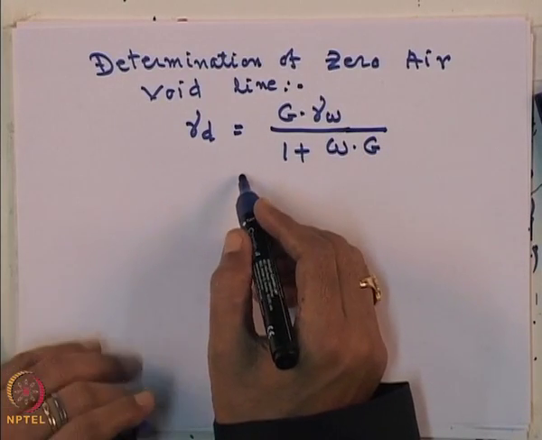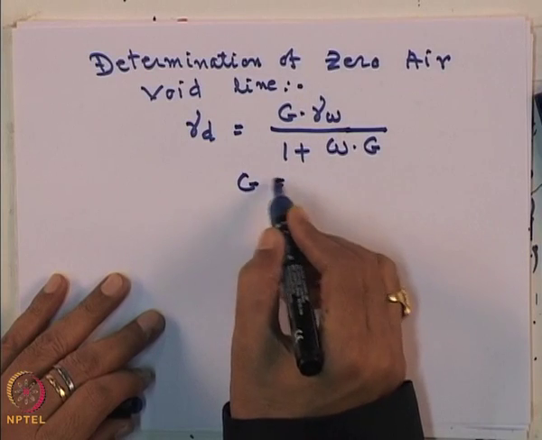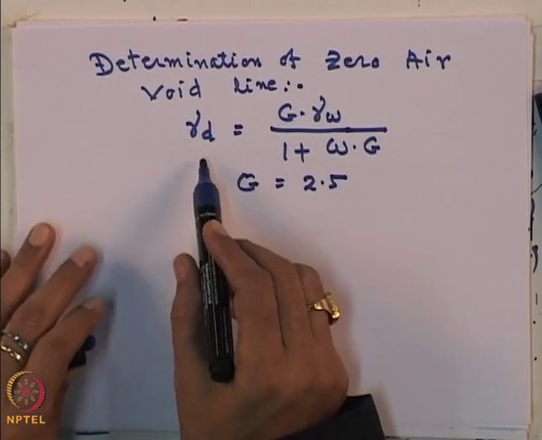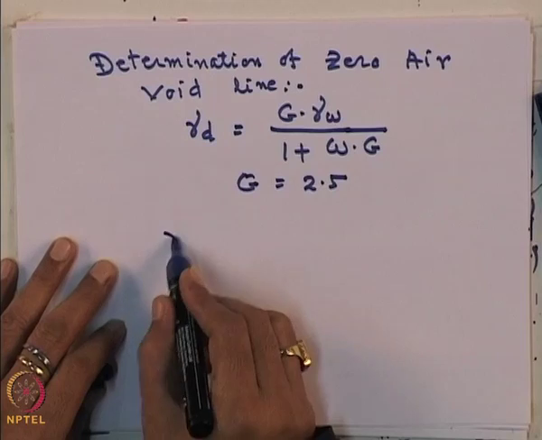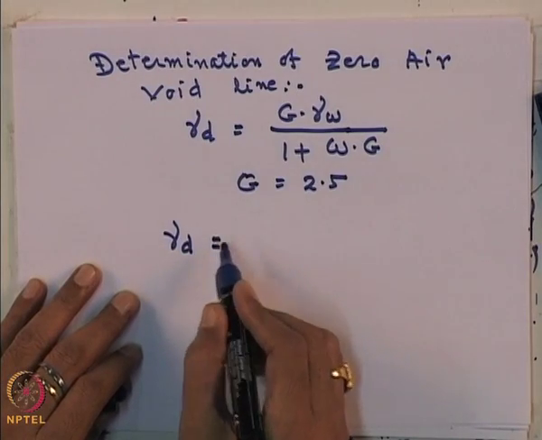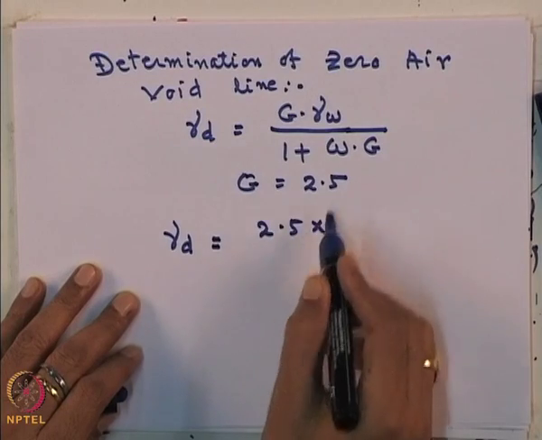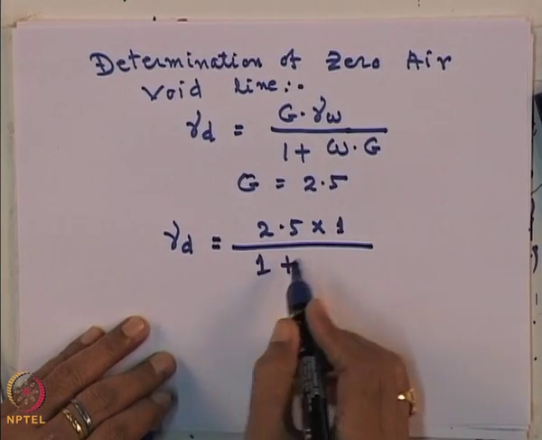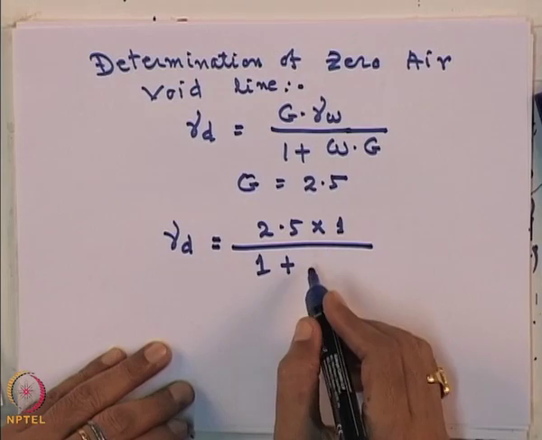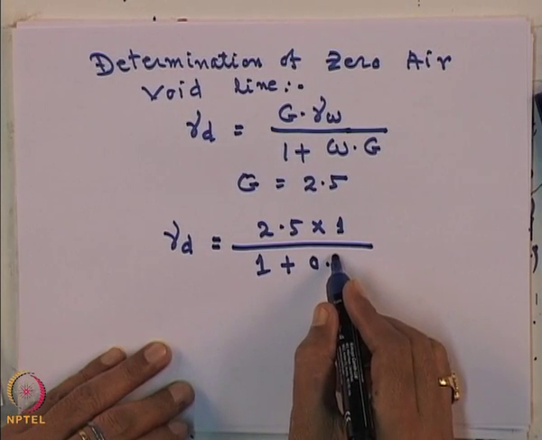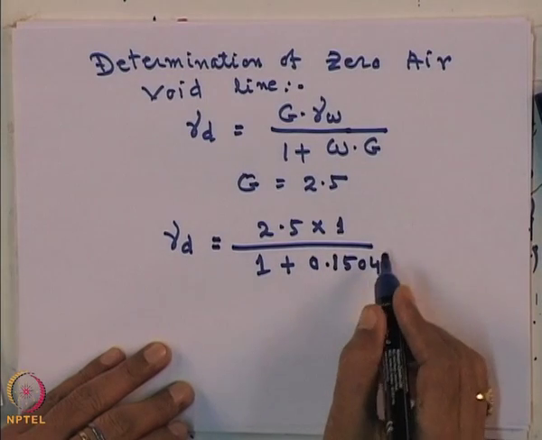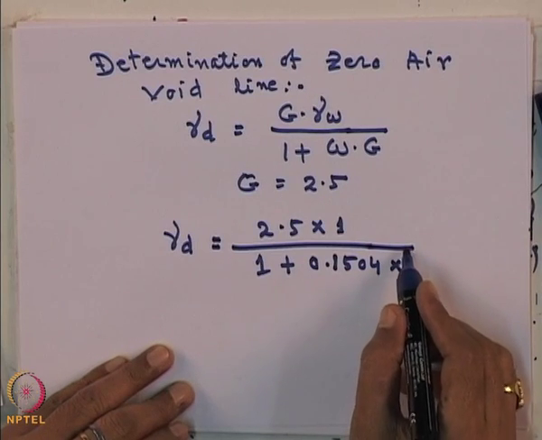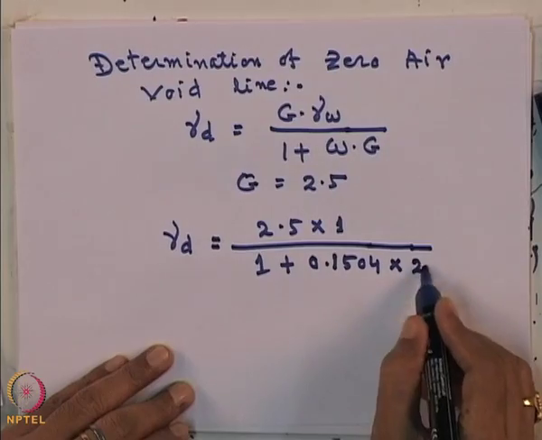Here G is the specific gravity, and this G value is about 2.5. So, you have to determine gamma d. Gamma d is equal to G, 2.5, into gamma W, 1 gram per cc, divided by 1 plus W, the moisture content which we determined earlier, 0.1504, into G, that is 2.5.